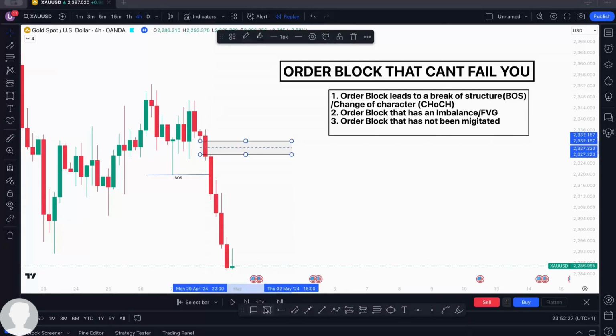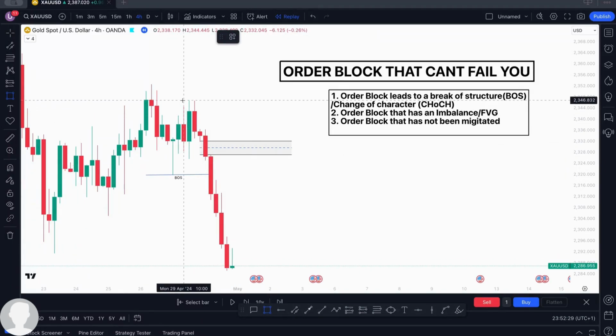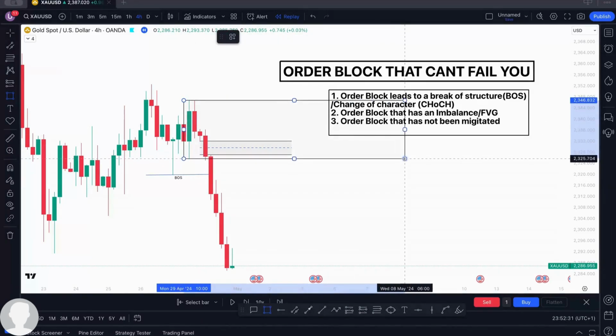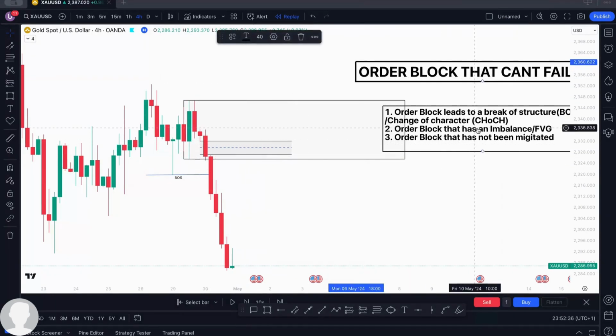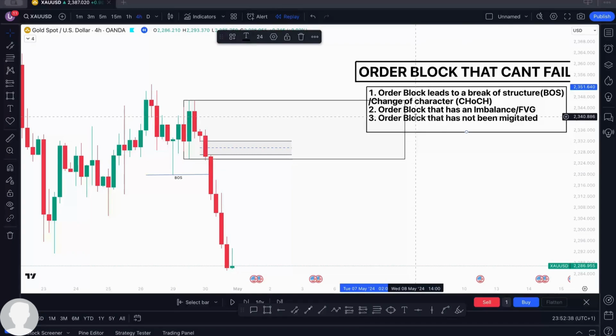As you can see here, if you mark this last candle here, you would realize that the order block has not been mitigated yet. Can you see that? So our confluences have been hit already. We have the order block which has imbalance. It created a break of structure and it has not been mitigated yet.